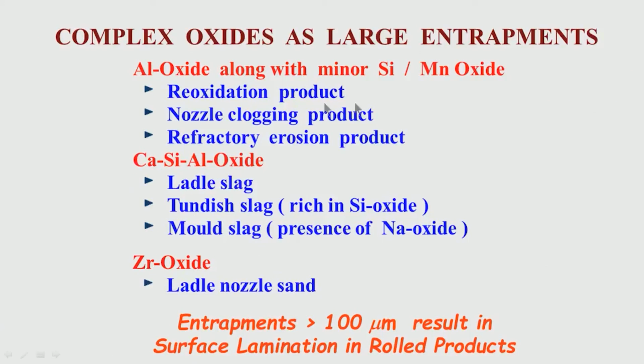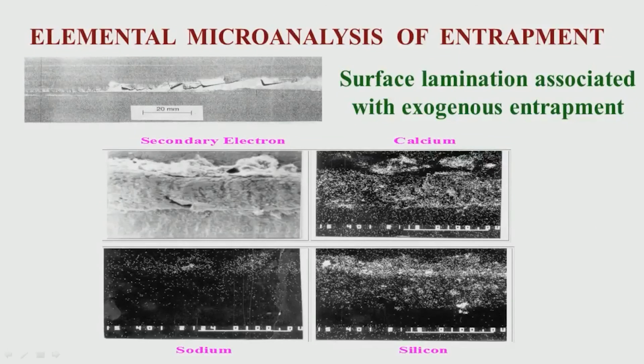These are mostly oxide type of entrapments, aluminum oxide with some silicon or manganese oxides, or slags, calcium, silicon, aluminum oxides. It might have some sodium oxides also if you had a mold slag, some fluoride also, calcium fluoride is added as fluidizer in mold slag. And you can know also by analyzing the defect samples, that also I have mentioned. Like if you have a defect, just under the defect whether any entrapment is there, whether any exogenous entrapment is present. Such large defects, there is a possibility of having some entrapment.